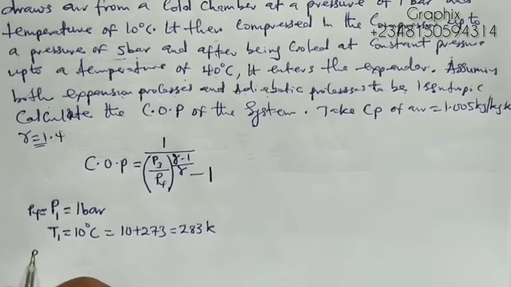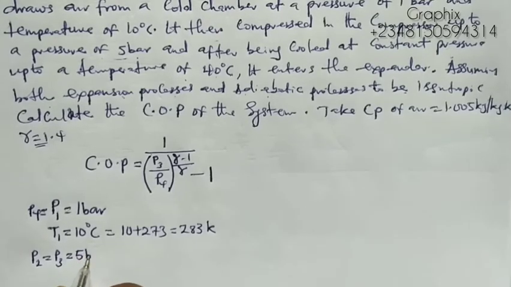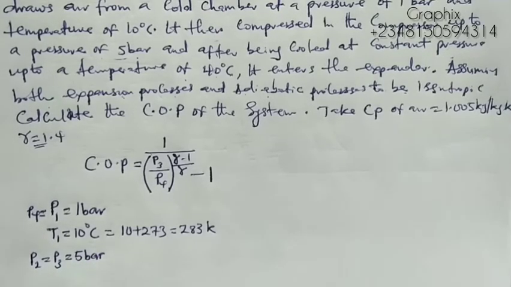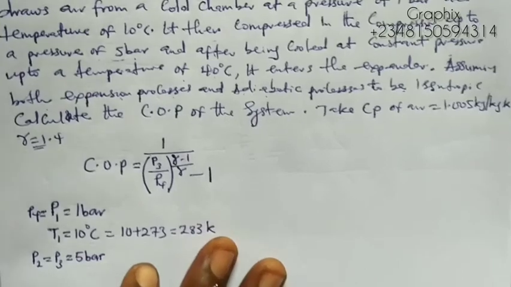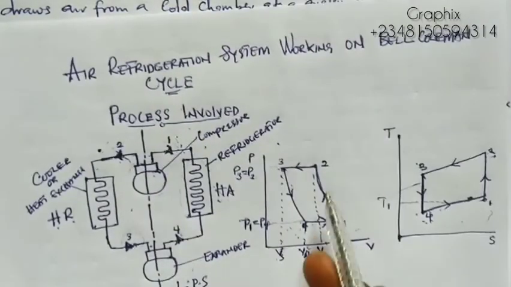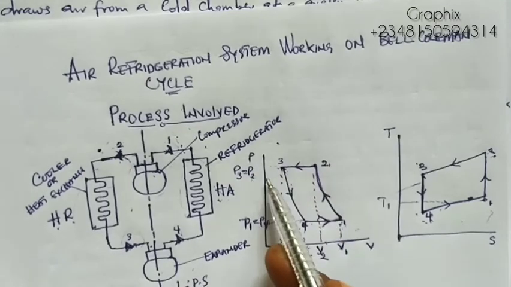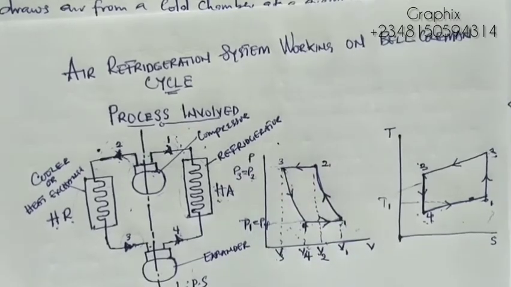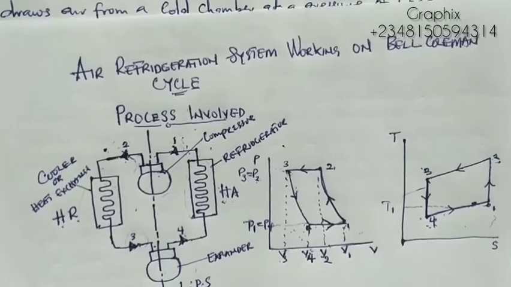And we know P2 is equal to what? P3 is equal to 5 bar, because the pressure is constant, right? Now that is at this state here. Between state 2 and 3, the pressure is equal. Are we good? The pressure is equal.